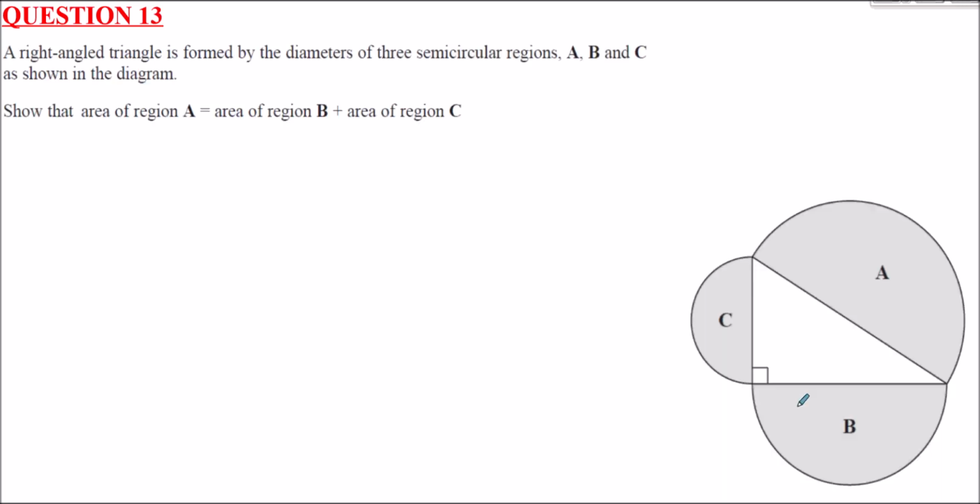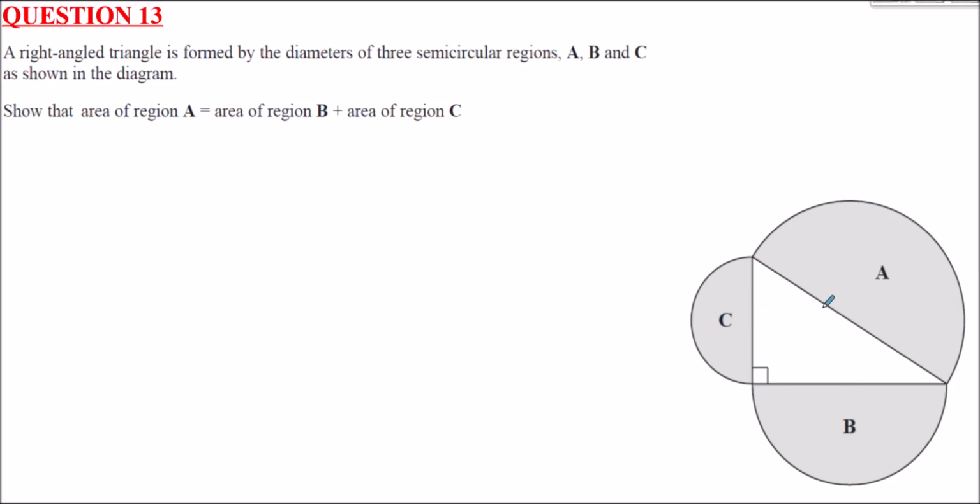Question 13. Fairly nasty in my humble opinion, but hey ho. We've got a right angled triangle here, and it's formed by the diameters of 3 semicircular regions A, B and C. So A, B and C are just different sized semicircles on the sides of this triangle. We need to show that the area of region A equals area of region B plus the area of region C.